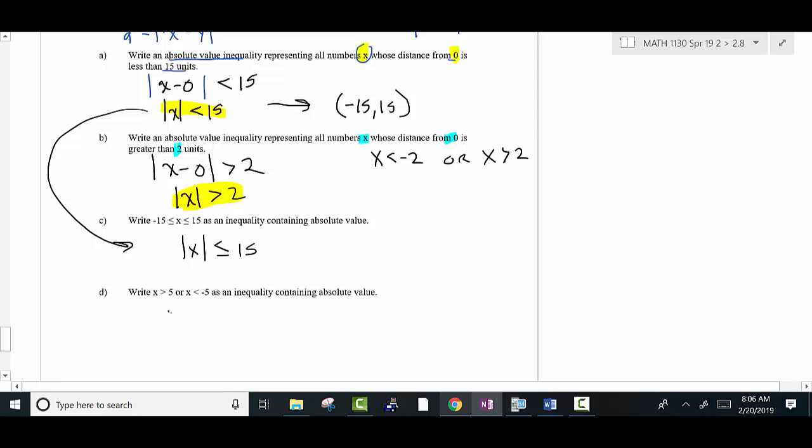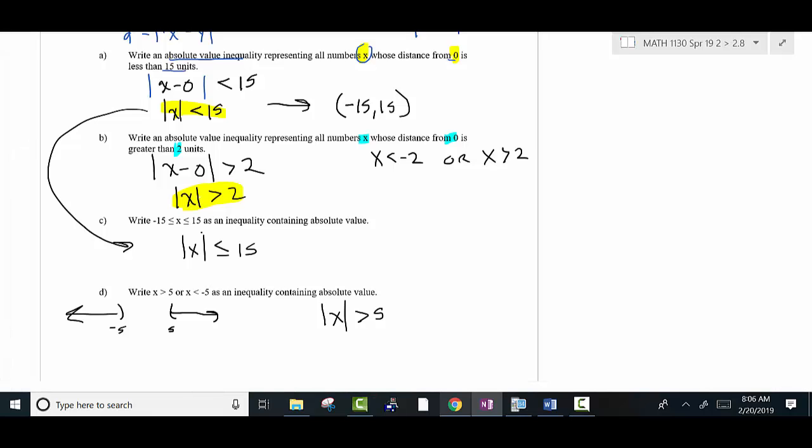The next one says that you have a solution going that way, bigger than 5, and one less than negative 5. So is that absolute value greater than or less than? That's greater than. That's a big distance. So then you would write this as absolute value of x greater than 5. That would be the inequality given that solution. That's it. Does that make sense what I'm doing?